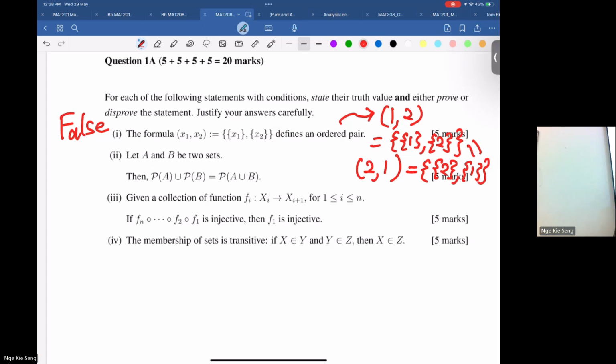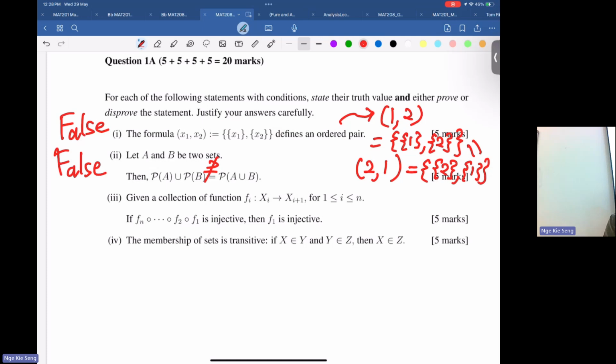Left to right, right to left. This direction might not work. Okay, yeah, so you need to give an example of why this direction doesn't work. So this one is false. Okay or not? So what example can you give?